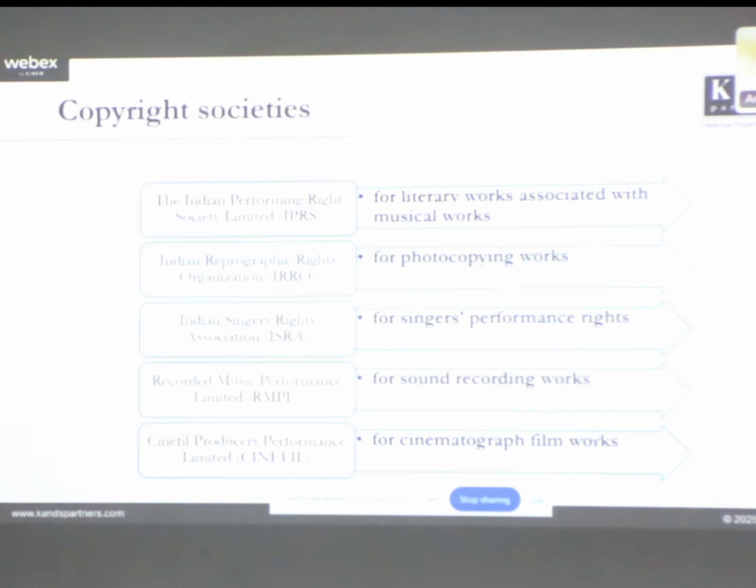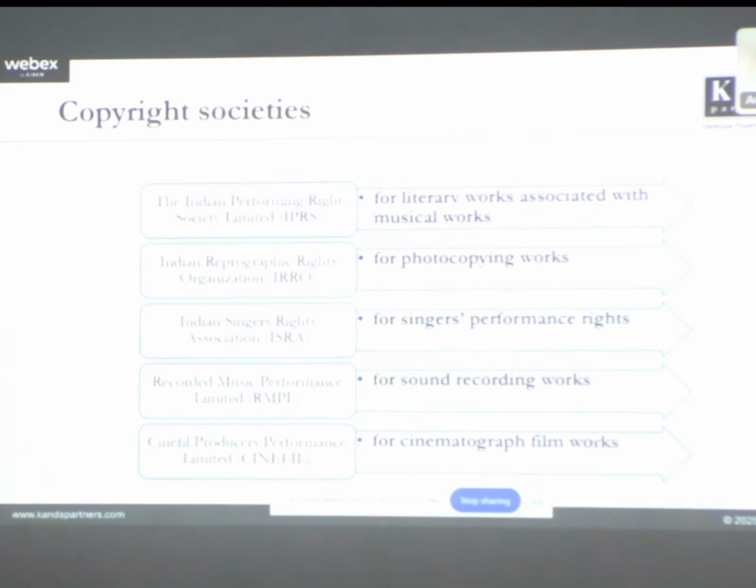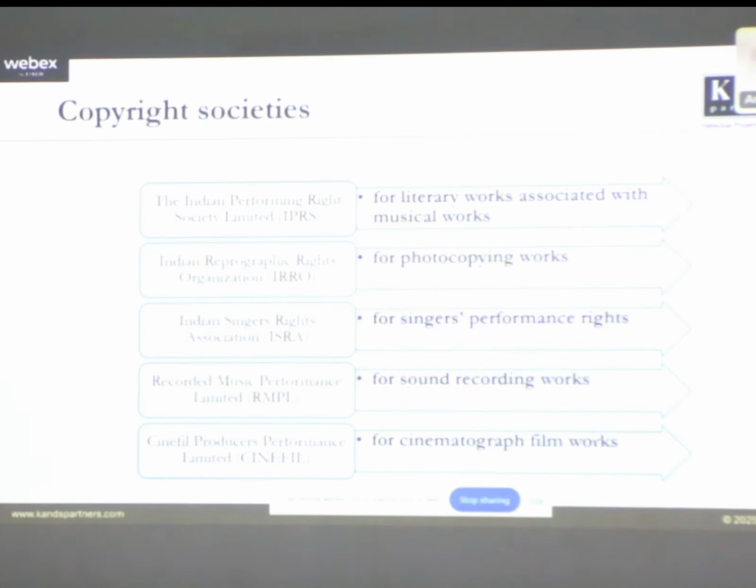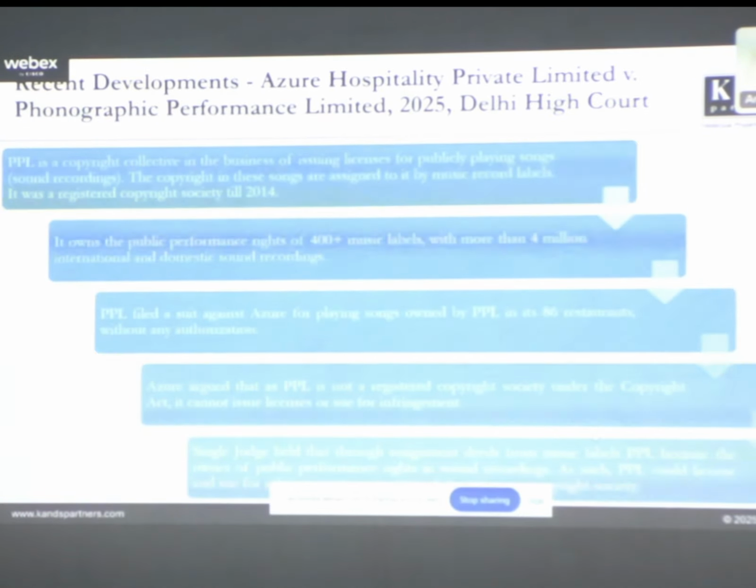Then for photocopying works, you have the Indian Reprographic Rights Organization, IRRO. For singers' performance, you have the Indian Singers Rights Association. For recorded music performance, you have RMPL, which is for sound recordings, for songs. Then for cinematography, for movies, you have Cinephile Producers Performance Limited. That's Cinephile.